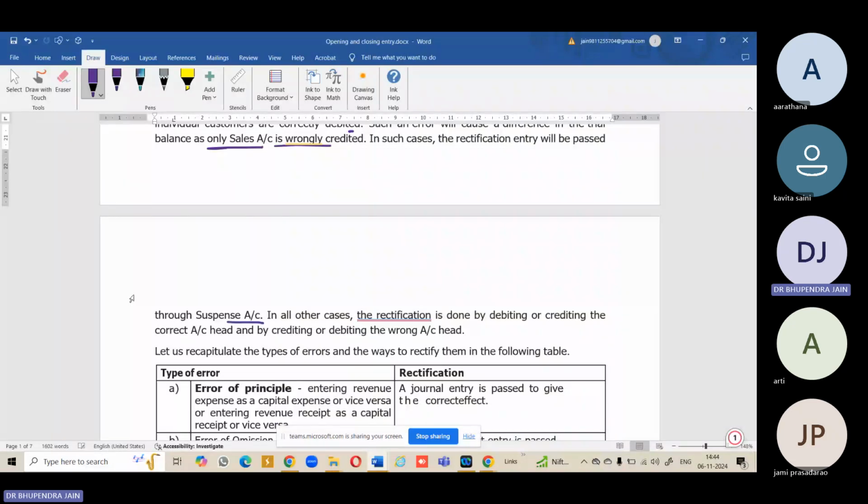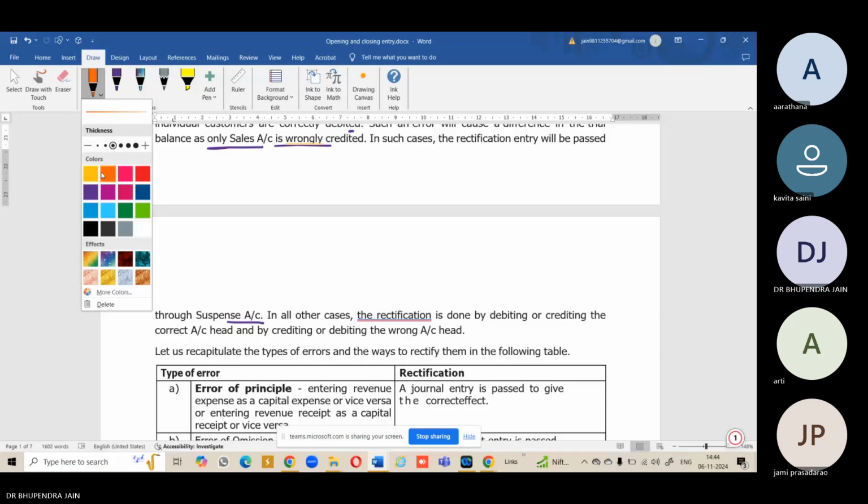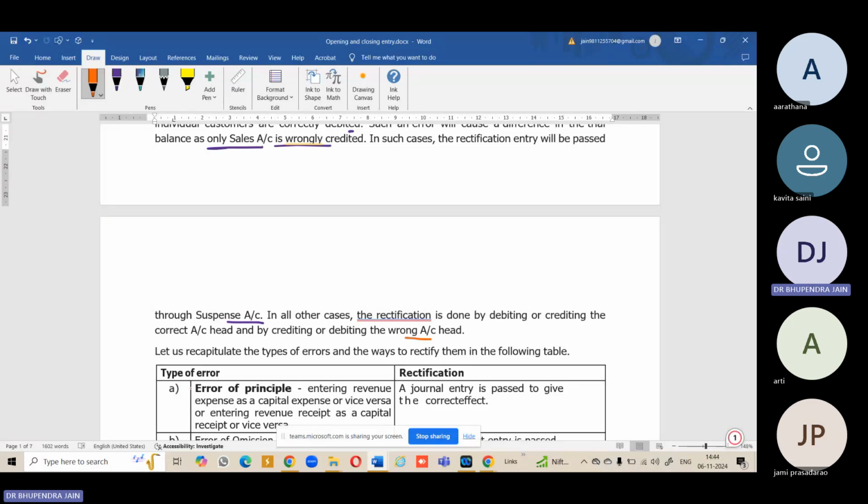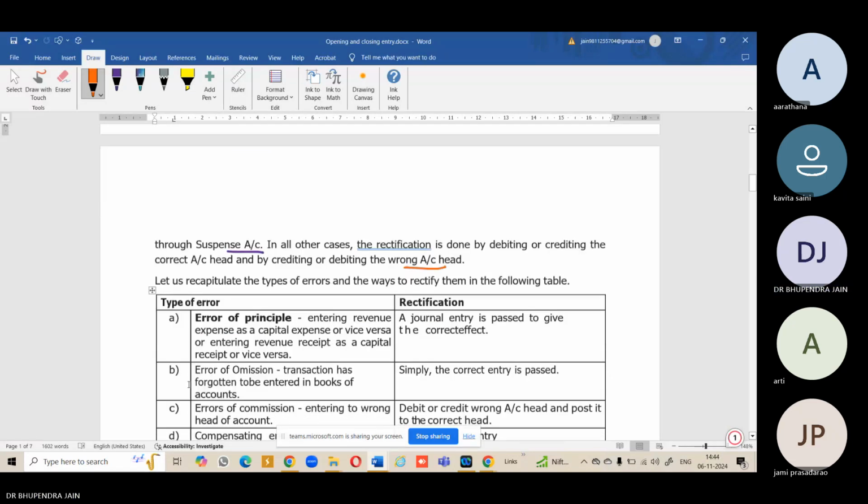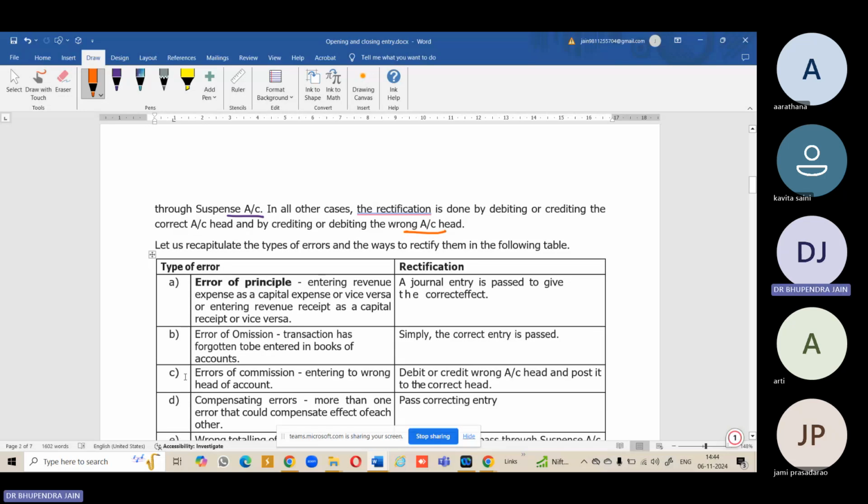So when will we use the suspense account? When a single side error occurs, or when a double side error occurred, and I think we have already solved some questions in the last to last class, and we will discuss again. In all other cases, the rectification is done by debiting or crediting the correct head and by crediting or debiting the wrong account head. How to do it? First, we have to pass the wrong entry, then the correct entry, then the rectified entry.